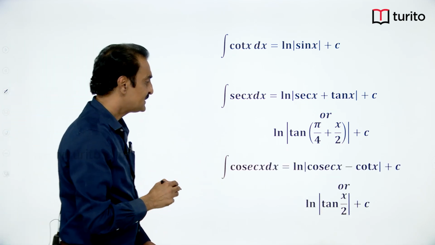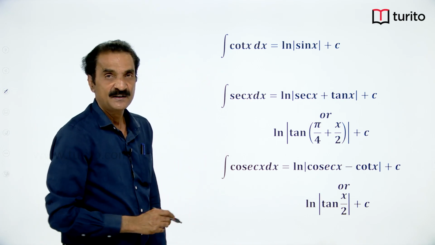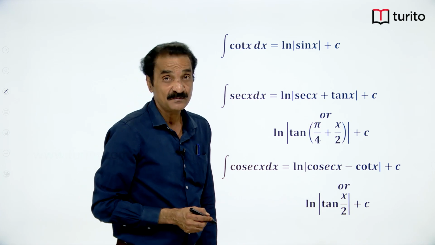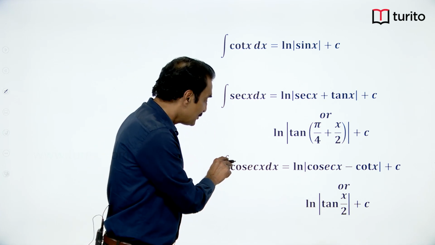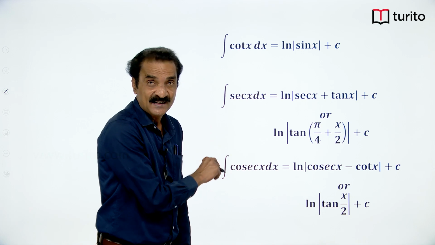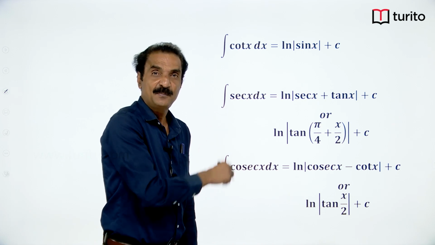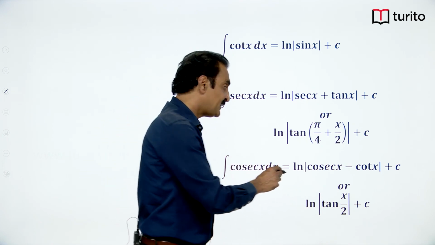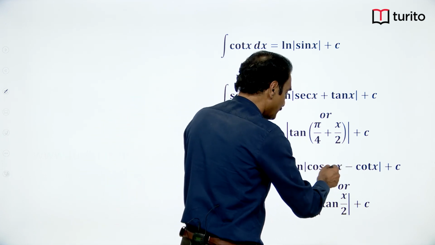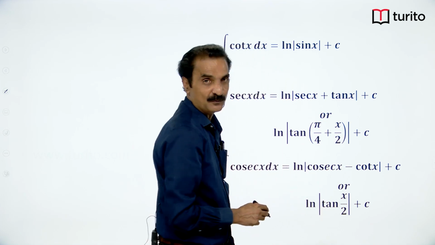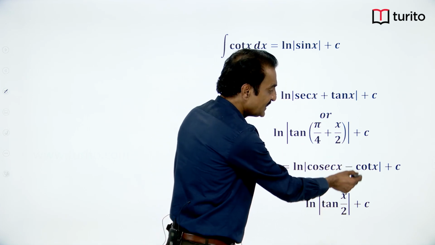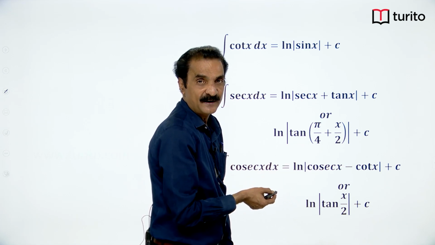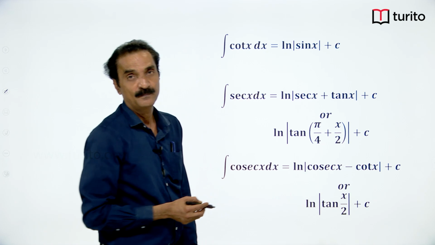Next, in the same way, we can prove that integral cosecant x dx is ln mod cosecant x minus cot x. This time you should multiply and divide by cosecant x minus cot x. Then it becomes f dash x by f x, you will get log mod f x. And by trigonometry, this can be proved as tan x by 2 by writing 1 by sin x minus cos x by sin x, 1 minus cos x by sin x, and simplifying by trigonometry we get tan x by 2. Okay.